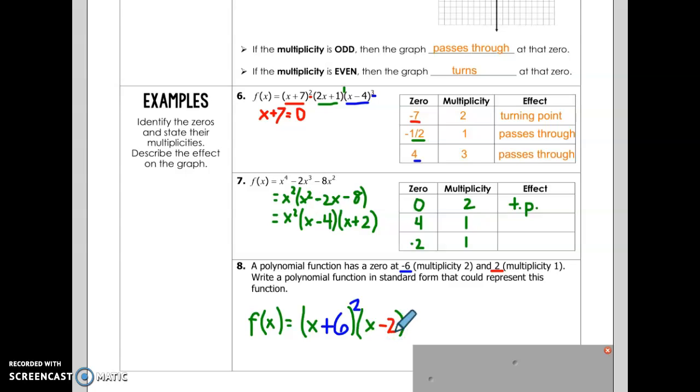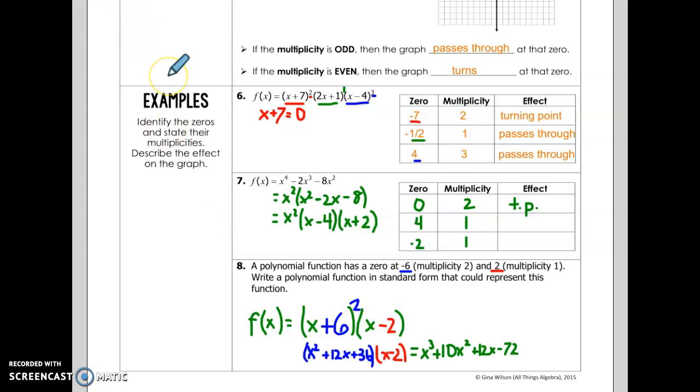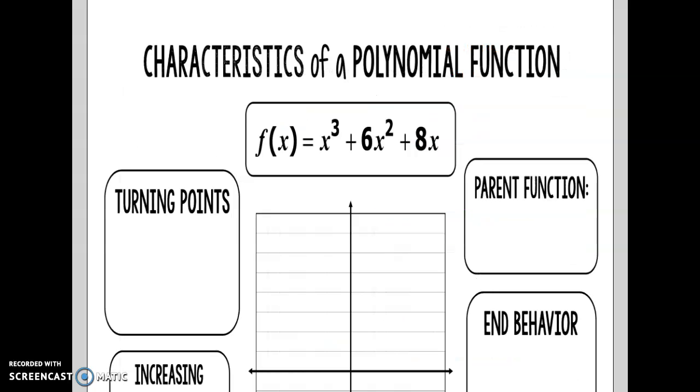Okay, and then it says write the polynomial in standard form that could represent this function. So what we're going to do now is distribute, FOIL distribute. So I'm going to give you a couple minutes to figure that out. I'm going to pause the video and I will show my answer. Okay, so you can check out, I first took x plus 6 times x plus 6 and I got this, times x minus 2, and here's what I got in standard form. Okay, so that's what your assignment is about today, and I think that might be it.